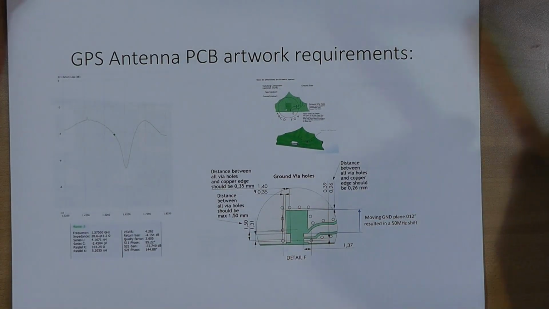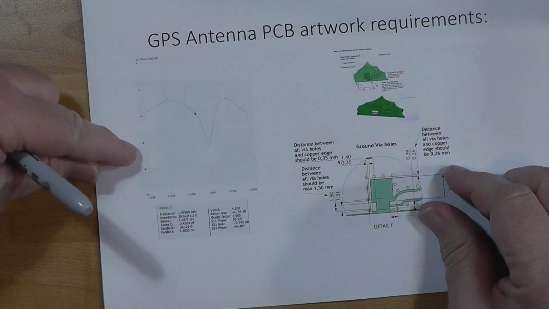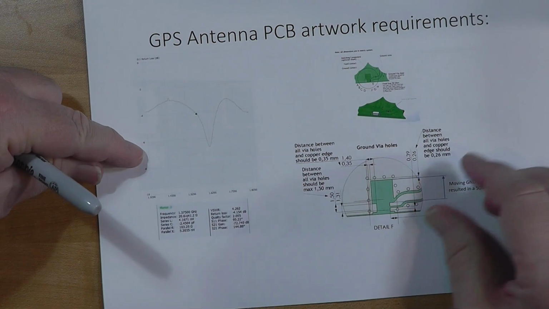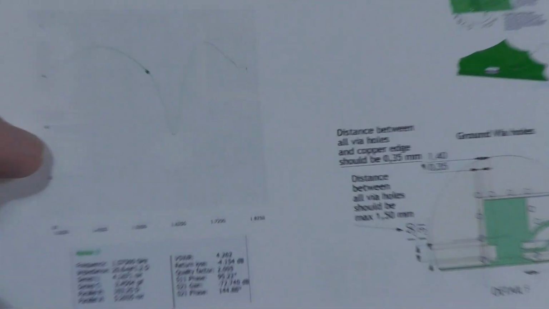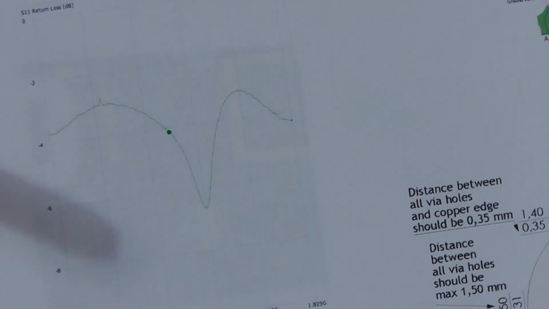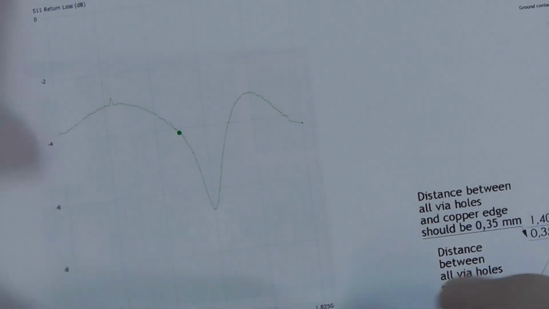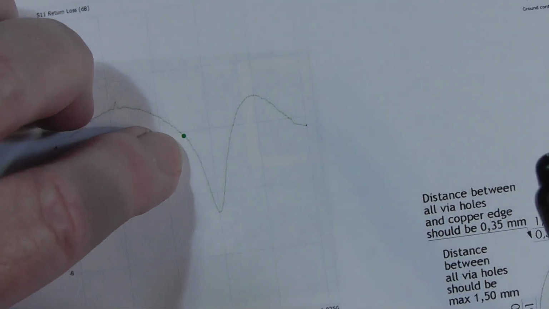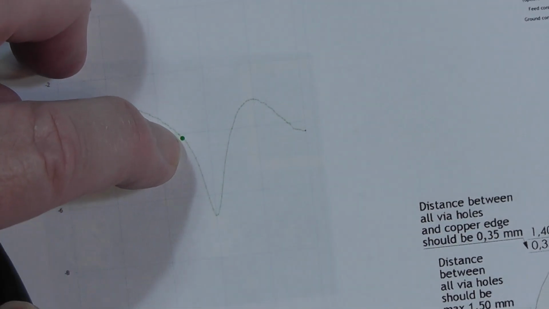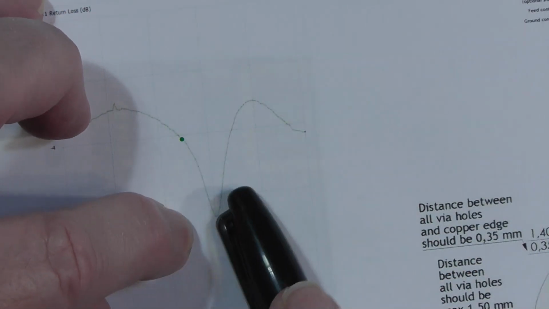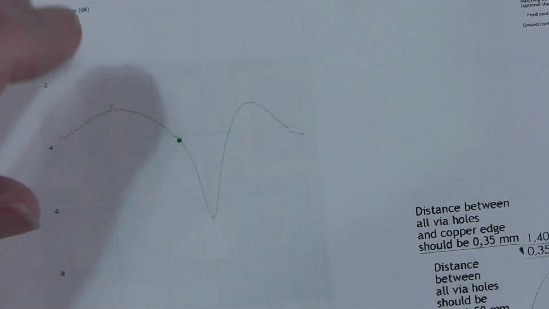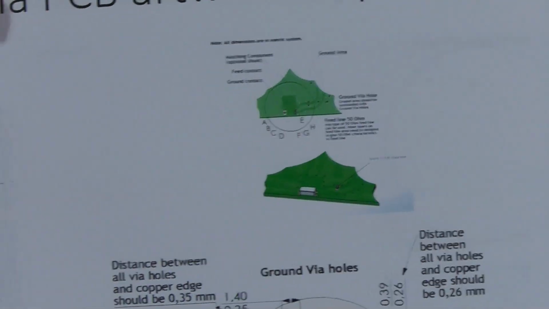Now here are the artwork requirements. This is a little hard to see right here. But here's what he's looking for as far as return loss. Okay, and up here, he wants to move this down this way so that he can get that proper point where it needs to be.